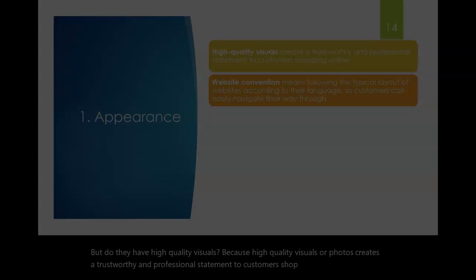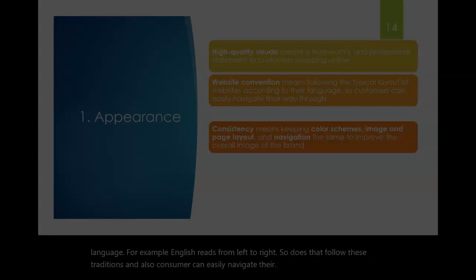So how to achieve a good appearance for a website, you need to look at whether they have high quality visuals. Because high quality visuals or photos create a trustworthy and professional statement to customers shopping online. The second is website conventions, which means following the typical layout of a website according to language. For example, English reads from left to right. So does it follow these traditions? And so consumers can easily navigate their way through. The third is consistency. Consistency means keeping consistent color schemes, images, and the page layout and navigation are the same.